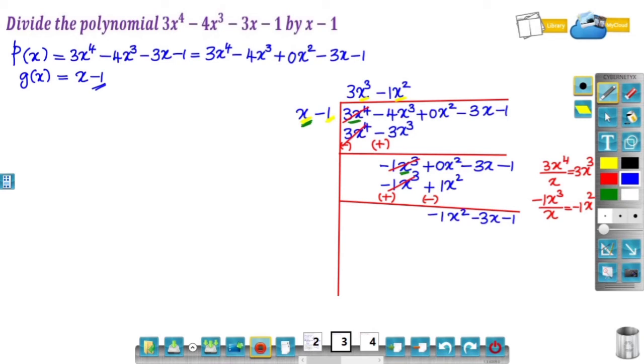Again, do the same step. Divide first term by first term. Minus 1x square by x is how much? Minus 1x to the power 2 minus 1, that is power 1, minus 1x. Write minus 1x in the quotient.